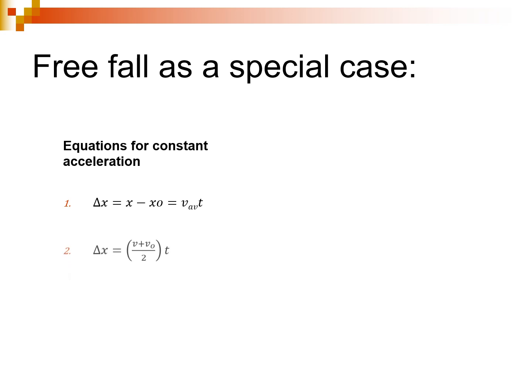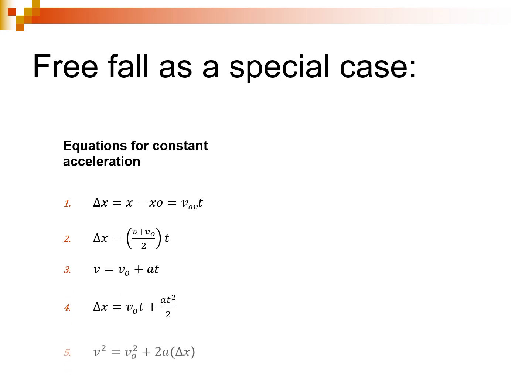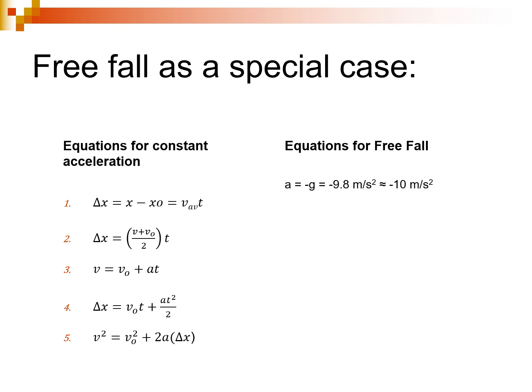So here is the displacement equation with the average velocity plugged in, the velocity equation, another displacement equation, and the timeless equation. Now let's take a look at the case of free fall. How is free fall different from constant acceleration? This time, acceleration can take only one value, 9.8, and point only in one direction, down to the center of the Earth. So we call this acceleration g instead of a.